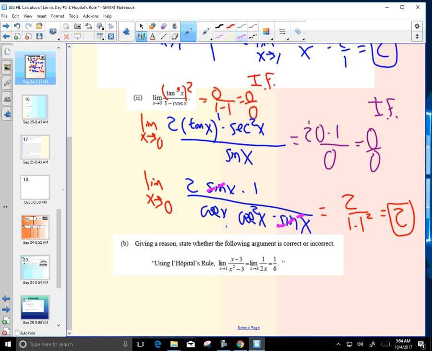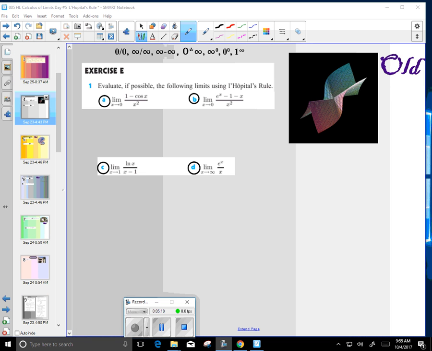Did anybody get 2 for that one? Did anybody else get 2 for that? Uh-oh, I'm nervous. Did I do that wrong? 2 tangent secant squared, regular sine x, cancel out the sines, 2 over 1. That's right, isn't it? Looks good. Let's look at D.